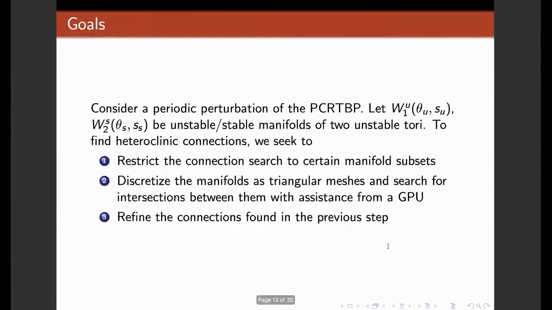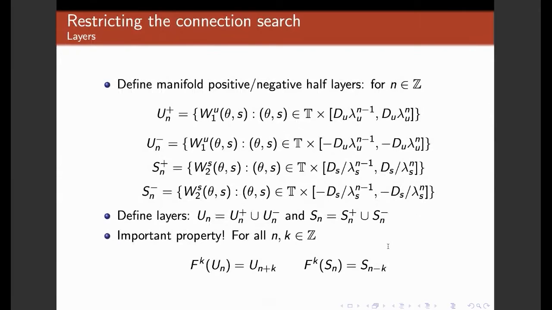So now basically we want to take these manifolds we have and intersect them by, first we restrict the search for connections, then we discretize these as meshes, and then finally refine them. So first step to kind of restrict our connection search, we define these subsets of the manifolds. You don't need to concentrate too much on the above formulas.